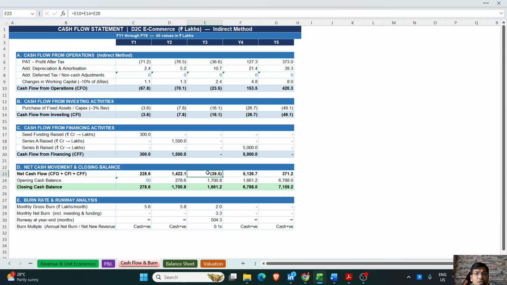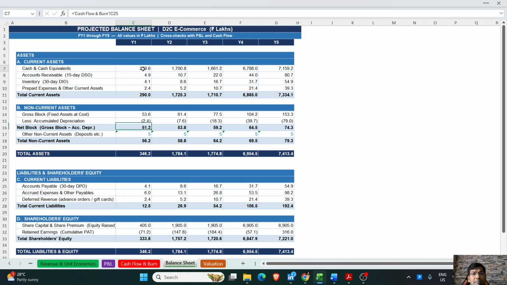And my net cash flow for this year is this, and therefore I add it to the opening balance and get my closing balance. This closing balance goes into my balance sheet. So this completes the total current assets module.